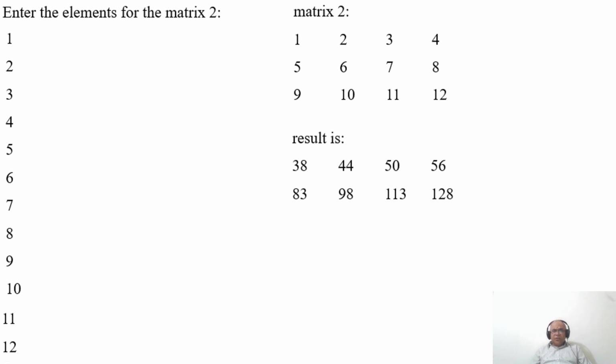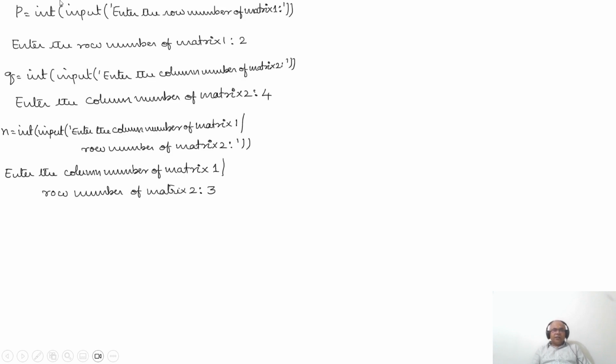Now what is the final result? What you will get is 2 by 4. As I already told you, it is 2 by 4: 38, 44, 50, 56, 83, 98, 113 and 128. Now we are going to go for the actual explanation.